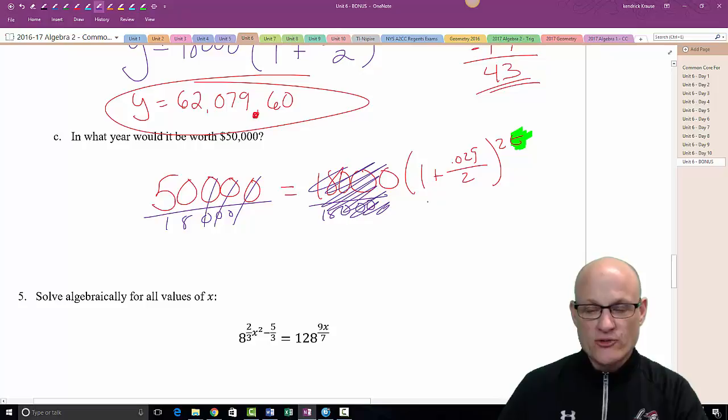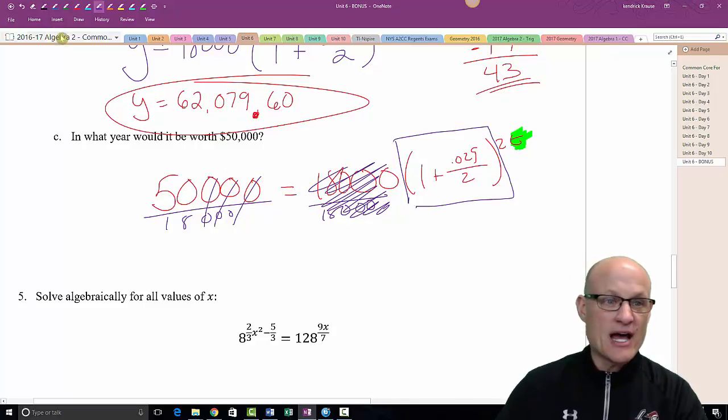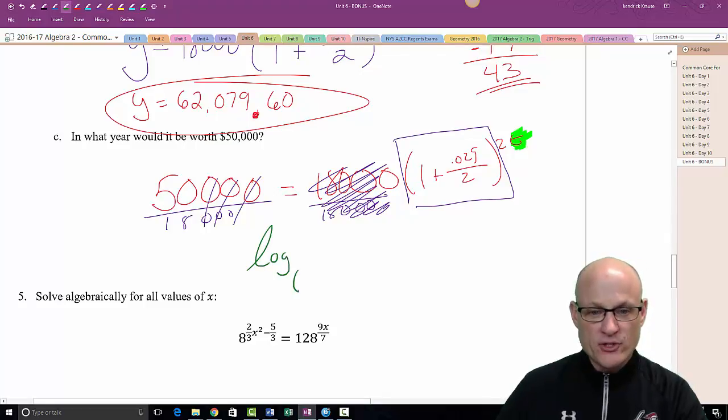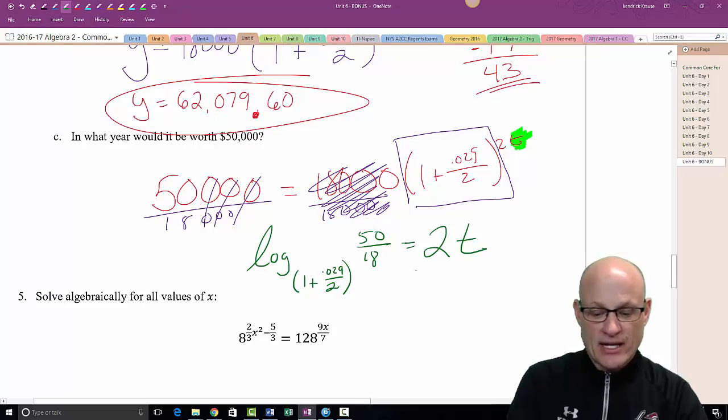So this is gone. So now I've got this base to an exponent. So now I want to solve it. So log base 1 plus 0.029 over 2 of 50 over 18 is equal to 2t. Well, to finish it, I'm going to end up dividing by 2. So let's see what we got.